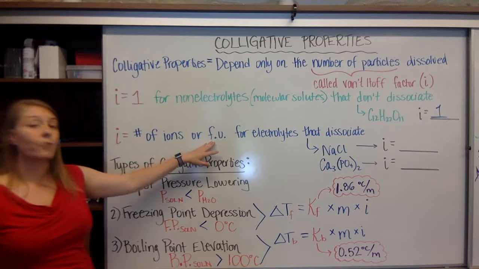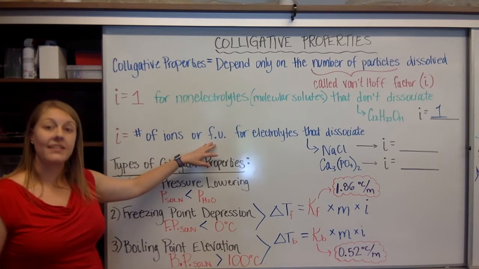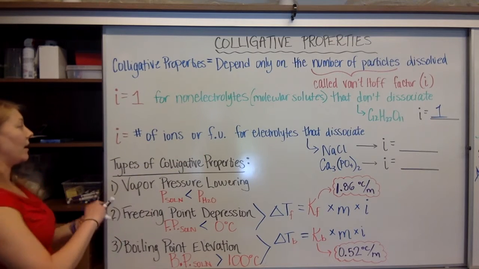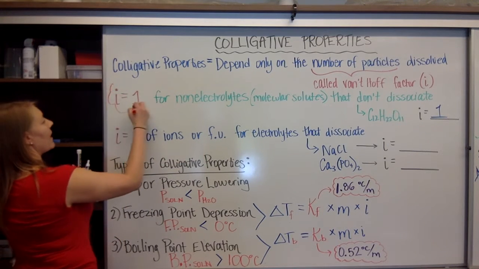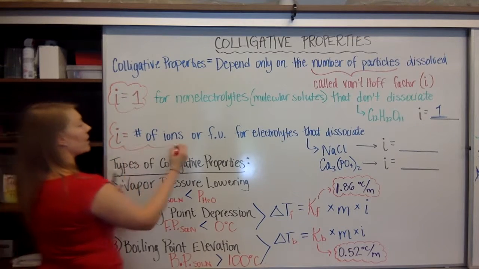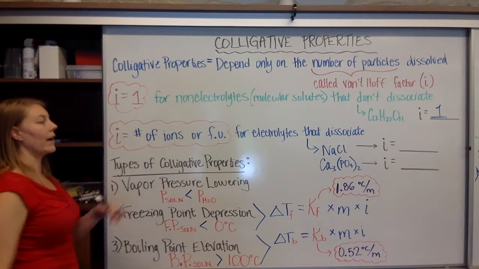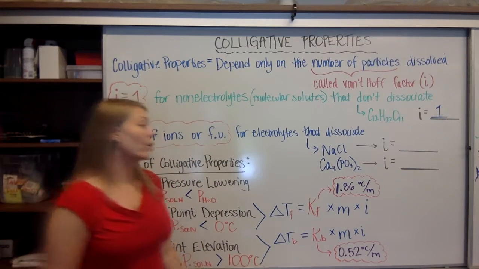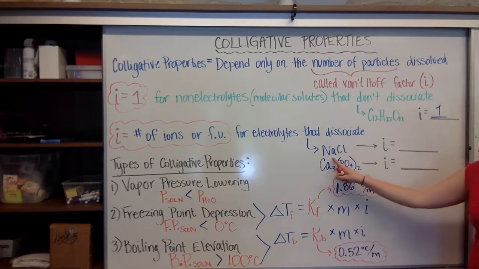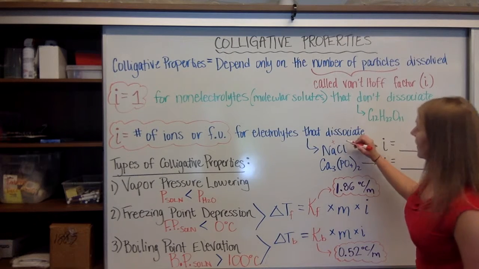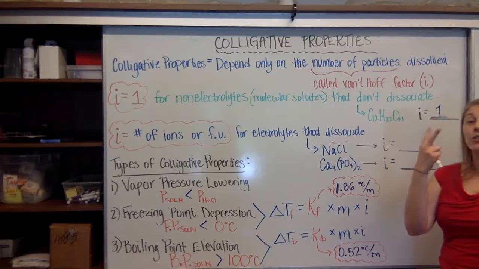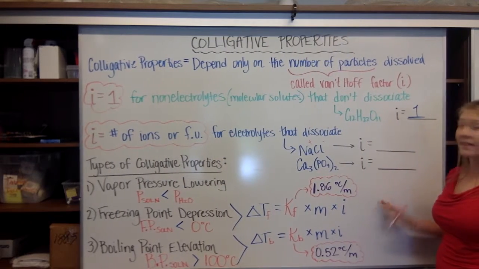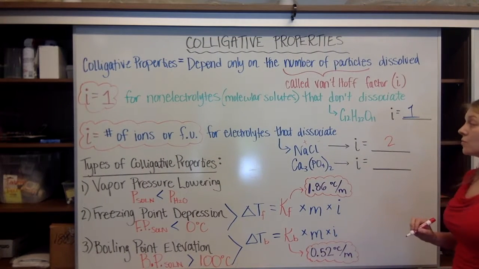If you have ions or formula units for electrolytes that dissociate, then i will equal the number of those ions or formula units. So up here, i is equal to 1. Down here, i will equal the number of ions or formula units. So NaCl is going to break up into Na+ and Cl-. That's only 2 different ions, so for NaCl, i would equal 2.